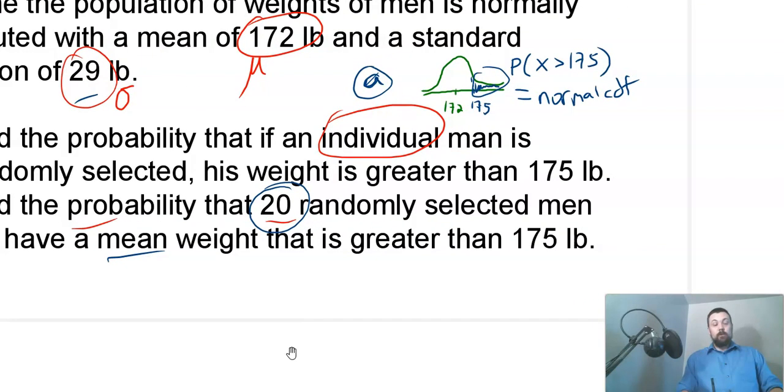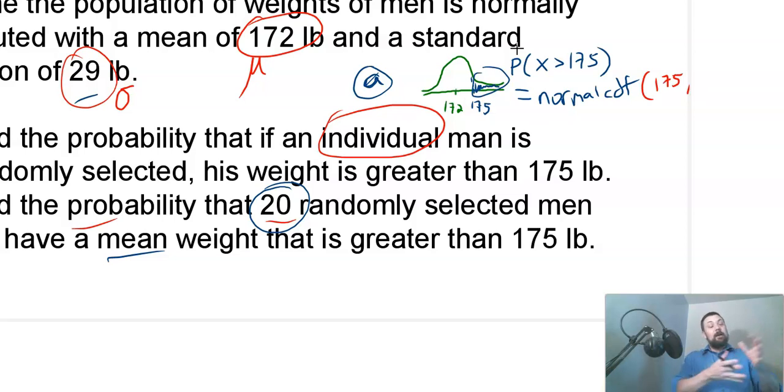The input for normal CDF is the lower bound, which is 175. That's the lower bound for this area that's shaded in. Comma, the upper bound, which goes to the right forever.